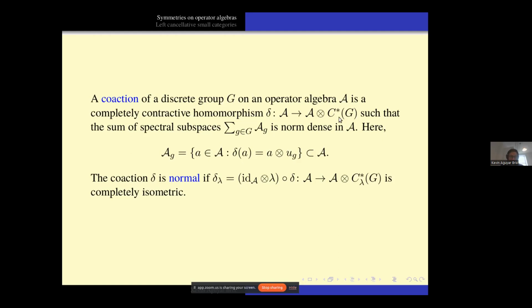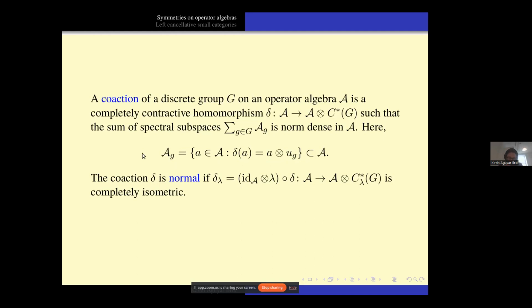And it should satisfy this property: if you take the spectral subspaces, they look like this. Here, U_g is the unitary associated with the group element g. Then the spectral subspace is exactly the elements where the homomorphism behaves like this. And if you sum up all those spectral subspaces, this should be dense in the original operator algebra.